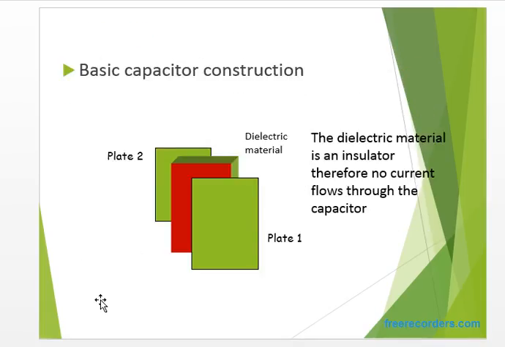What is the construction of capacitor? Just look at the diagram. There are two parallel plates. In between the plates there is a dielectric material. Dielectric material is an insulator. So there is no current flowing through the capacitor.